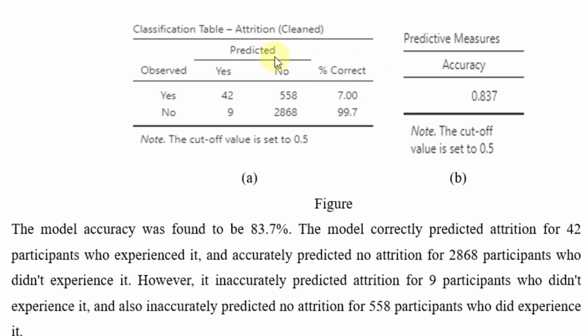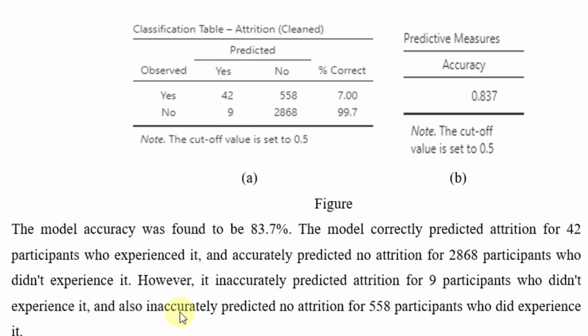Further, the classification table tells us that in our data, 42 of the participants have observed attrition, and the model also predicted attrition for those 42 participants. So the model correctly predicted attrition for 42 participants who experienced it. Further, for the 2868 participants who didn't experience attrition, the model also accurately predicted no attrition, so no and no. However, the model inaccurately predicted attrition for 9 participants who didn't experience it. You can see it here: actually, 9 of the participants didn't have attrition, and the model predicted attrition for them. So here no has been observed and the model predicted yes.